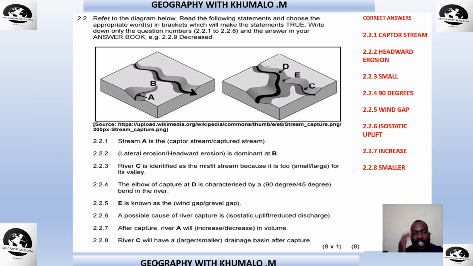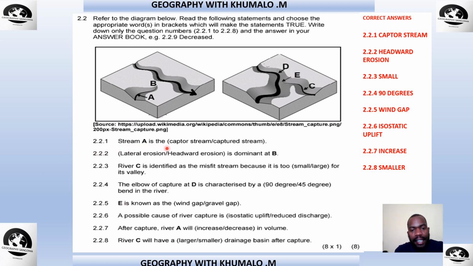Let's go to 2.2. 2.2 says, refer to the diagram below, read the following statements and choose the appropriate words in brackets which will make the statements true. Write down only the question number 2.2.1 to 2.2.8 and the answer in your answer book. For example, 2.2.9 decreased. Now, what is this topic? This is stream piracy, river capture. So now you obviously are going to have two diagrams, before capture and after capture. Now, let's see the questions.